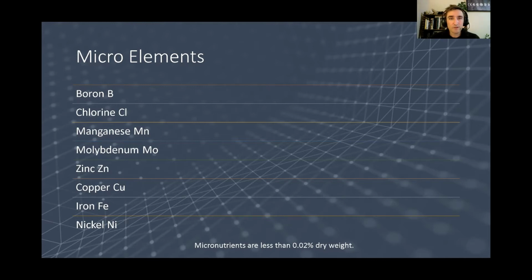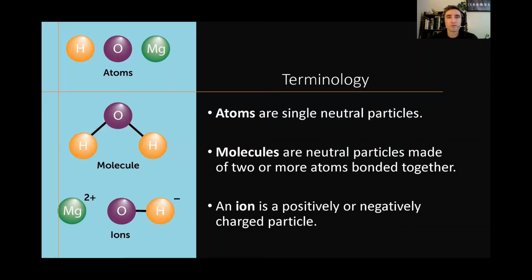Even though you only need a very little bit, if these elements are absent, you will not have proper plant growth. Remember that the minerals that are taken in are elements. But the element is just the name for the individual atom. That's not what exists in nature. Most atoms exist in the form of molecules, which is a bunch of different atoms combined together.